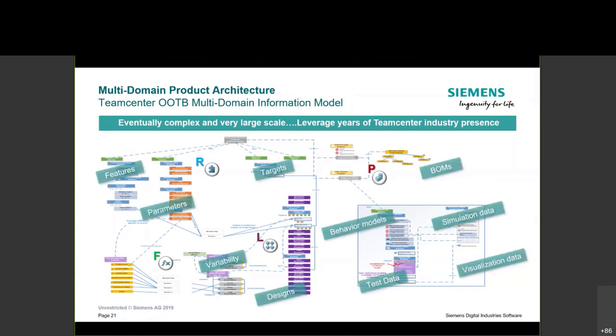And then keep in mind, this is not just RFLP, it's also features, parameters, targets, variability models, bill of materials, and more. So that's a lot of things. And it's very important, kind of critical, that you get this data properly represented, supporting change, configuration, traceability in context, so you can properly serve your downstream engineers as they need to realize these functions of the system.